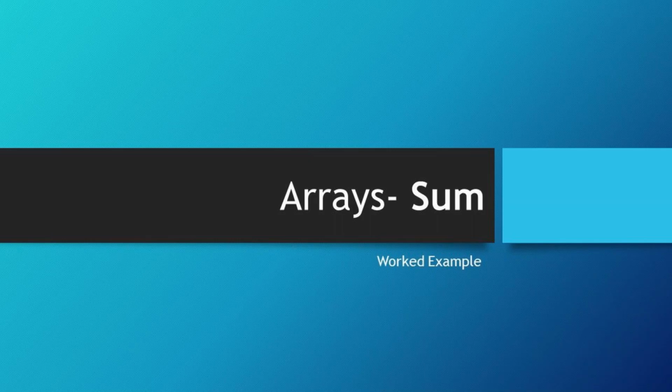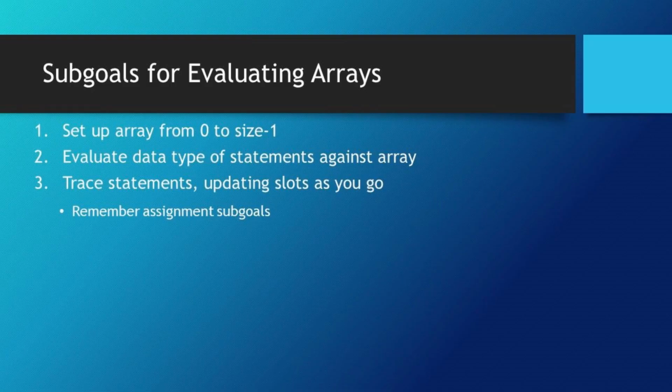In this video, we will examine a worked example demonstrating how to sum the contents of an array. Here are the subgoals for evaluating arrays. First, we set up the array from 0 to size -1. Then, we evaluate the data type of statements against the array. Finally, we trace the statements, updating the slots as we go.